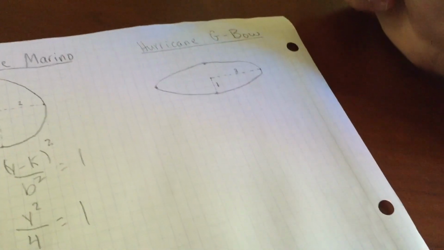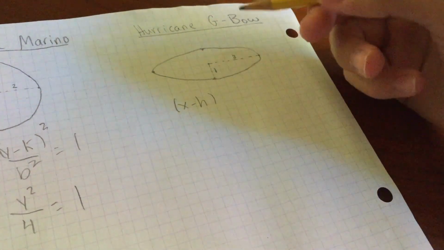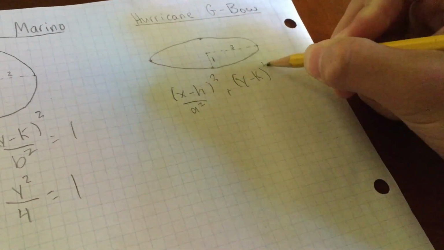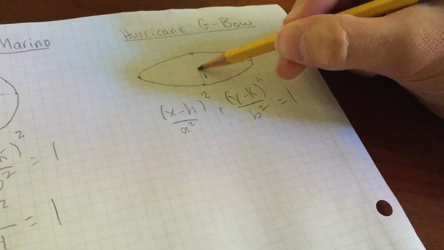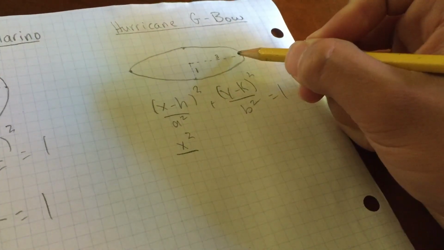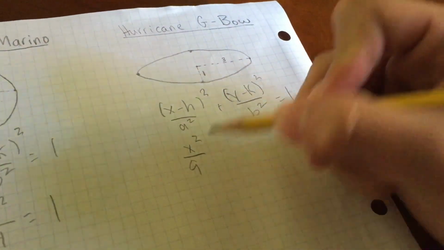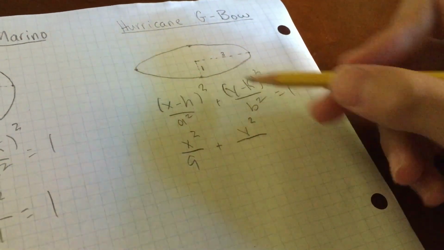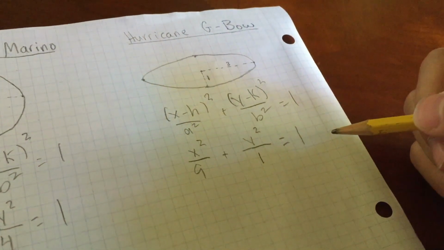Then if we go over to Hurricane G-Bow, we can use the exact same equation, as we know that its major axis is horizontal. Then from there, we have h and k are going to be at point 0 again. So we'll have x squared over a squared. A squared is the major axis. Since it's horizontal right here, it's the longest side. 3 squared is 9, plus y squared as k is 0. B is 1, so it'll be 1 squared is 1 equals 1. There's our equation for the ellipse of Hurricane G-Bow.